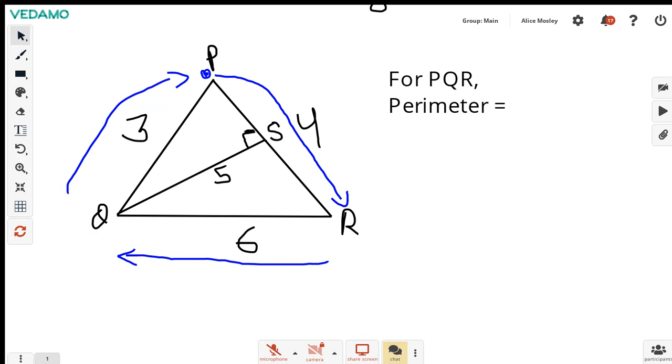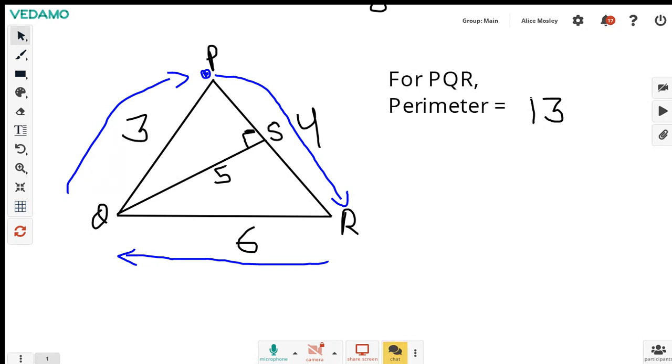I don't add the middle 5. Why I don't add the middle 5 is because it is in the middle. It is not on the boundary, because I have to travel only the boundaries. Hence the perimeter is equal to 13. Miss Veronica, do you understand this one? I got it. Okay.